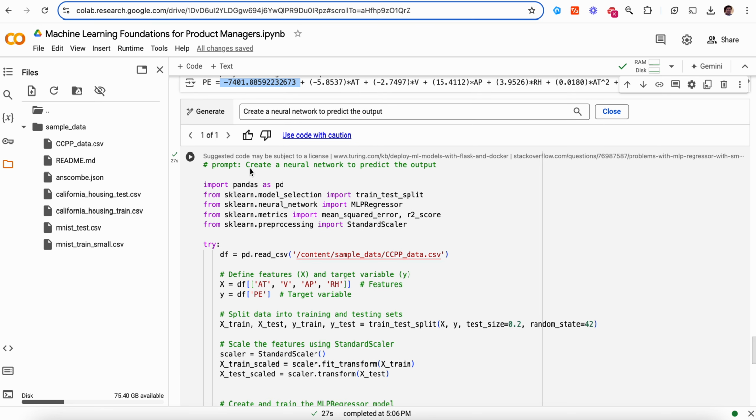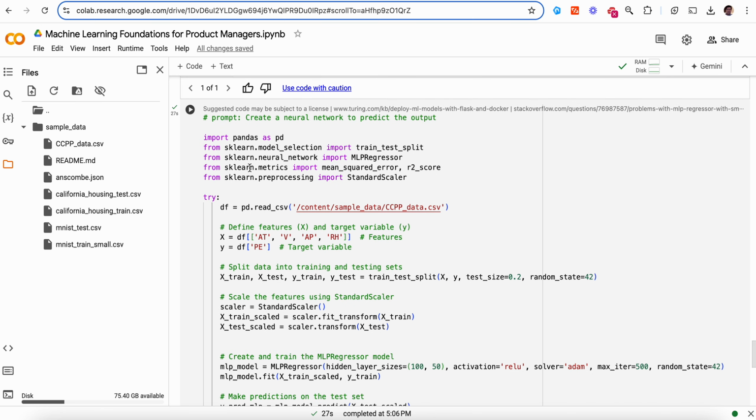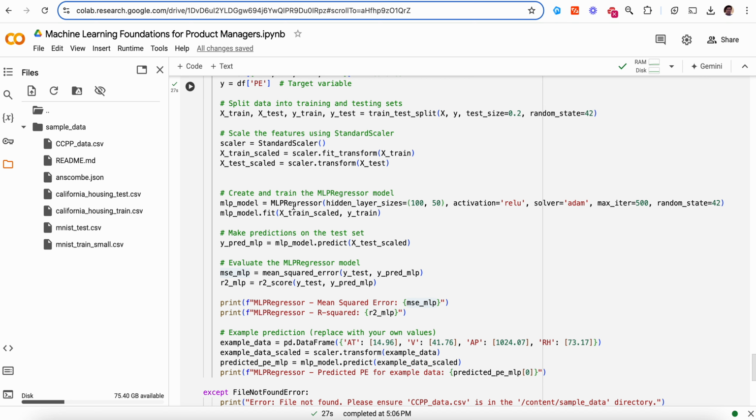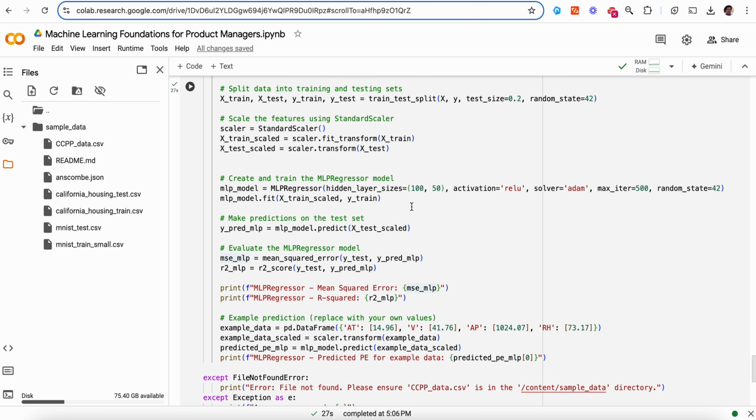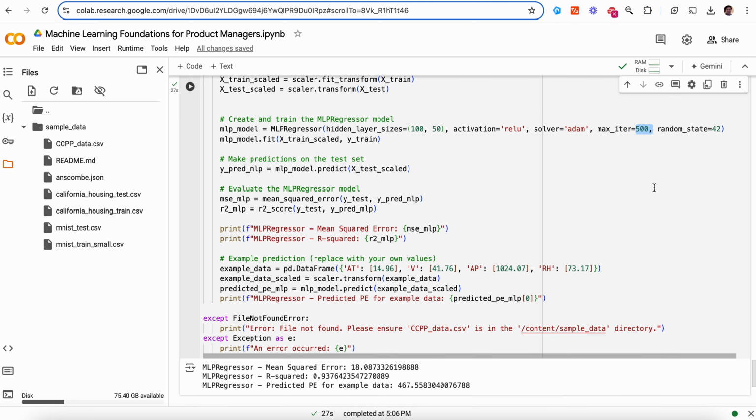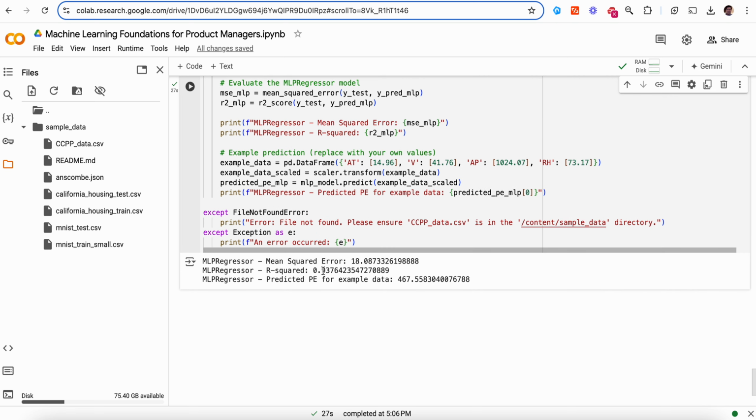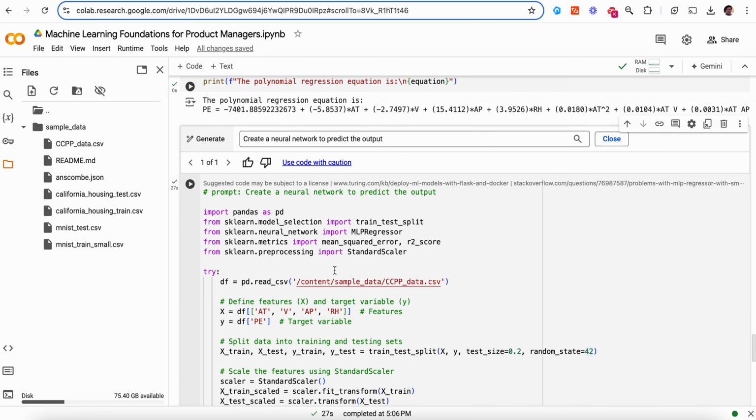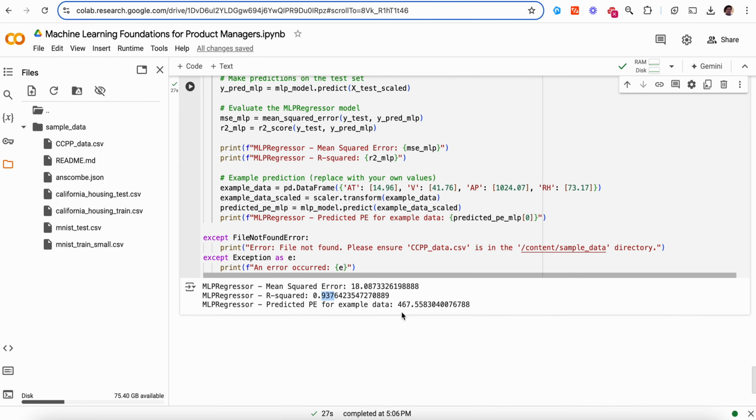Then finally, I tried the neural network to predict the output, and as you can see, it created a neural network with a hidden layer, with dimensions 150. I applied the activation function ReLU, used Adam, 500 iterations, randomized the first state, and then the mean square error was actually slightly lower than what we could get using the polynomial prediction. So it's more or less the same basically, and that's the value.